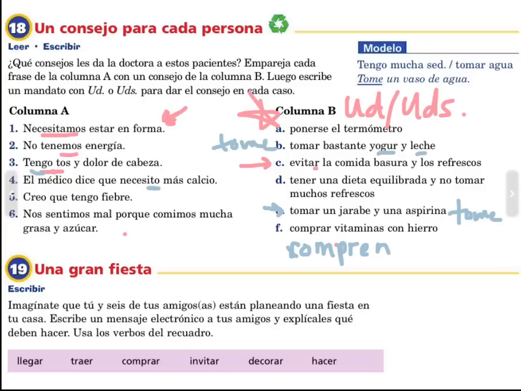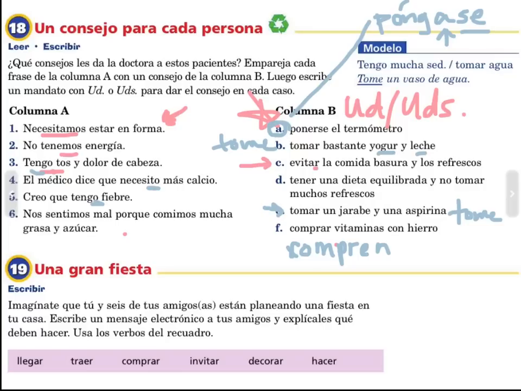Okay, number 5. Creo, I believe. Creo que tengo fiebre. Okay, so what should a person with a fever do? They should take their temperature. Oh, careful, because this one is reflexive. So it's just talking to one person, tengo. So then ponerse, we go to yo form of poner is pongo. We drop the O. It's an ER verb, so we put ponga. And then we leave the se, we put the se back on there. And then there's a pronoun, so we also have to add a tilde. Póngase. Póngase el termómetro.